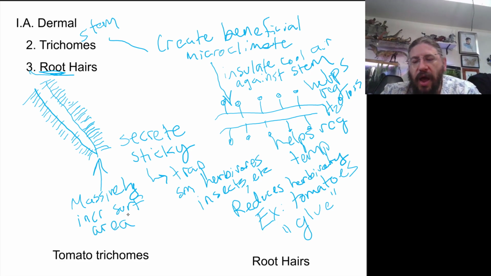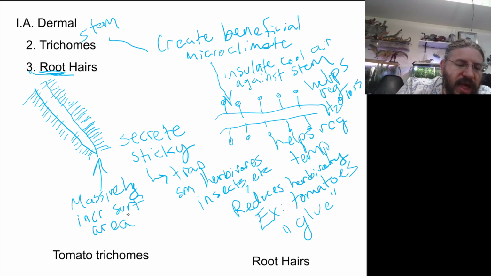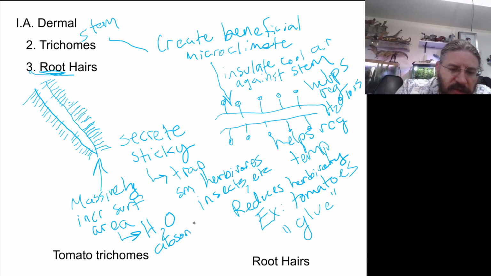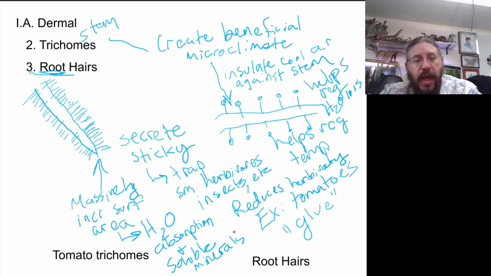So root hairs are little tubular extensions of the epidermis along the roots that are extremely thin, extremely dense, and they massively increase surface area, and that aids in surface area for water absorption and also soluble minerals. So basically just to help the plant absorb the water it needs from the environment.